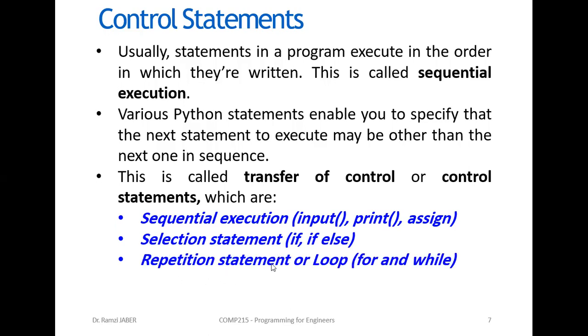And we have repetition statements, or loops, for example for and while loops. Here the block of statements will be repeated until the condition becomes false. So it's not sequential. We repeat a block of code until the condition becomes false.